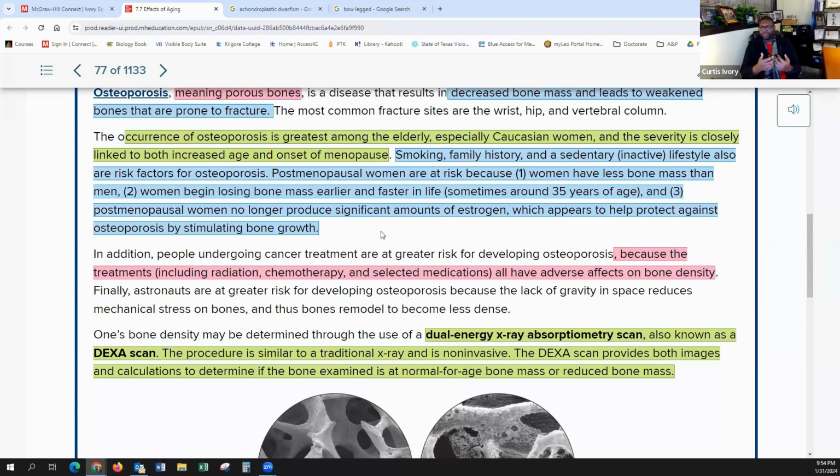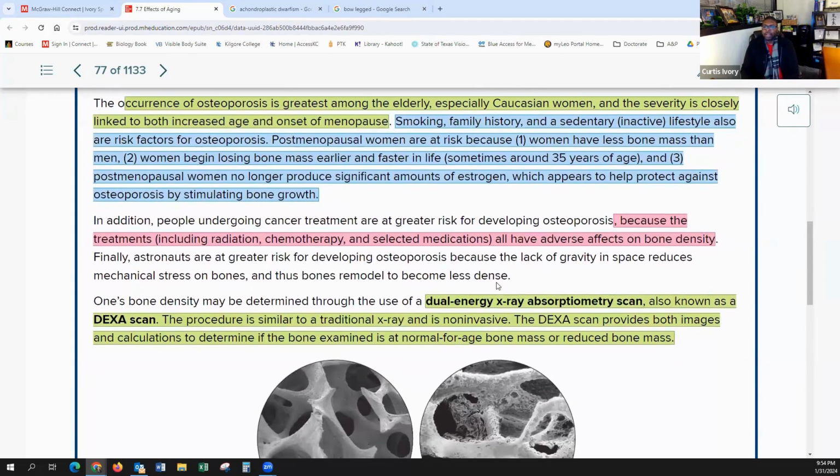So a way to see if this is happening in your body, if you're going through osteoporosis, is using a DEXA scan, which stands for Dual Energy X-ray Absorptiometry Scan. So you'll see a lot of these in the hospital, especially with older people or people who are having chemo treatments. It's going to provide an image to essentially assess whether your bones are aging properly or if they're losing mass at a proper rate.